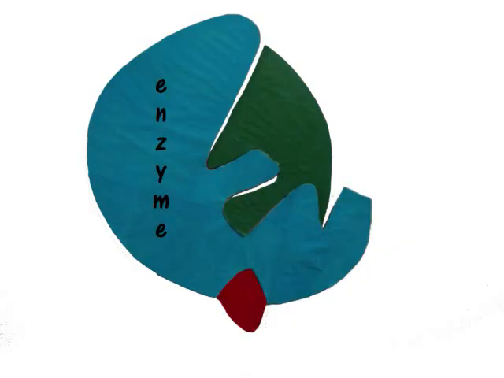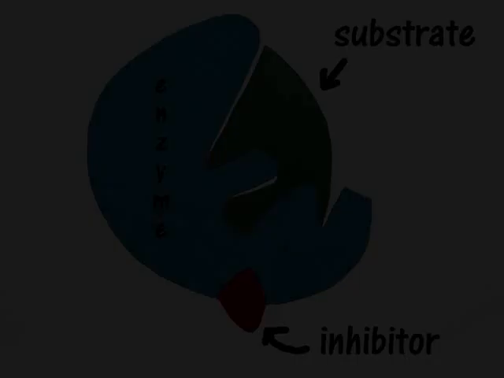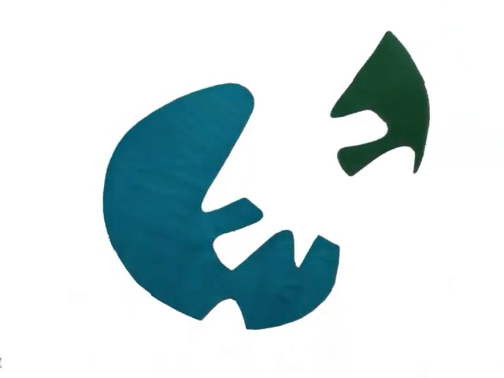Non-competitive inhibition occurs when the inhibitor and the substrate bind at different sites on the enzyme. Without the non-competitive inhibitor, the enzyme-substrate complex can produce products.